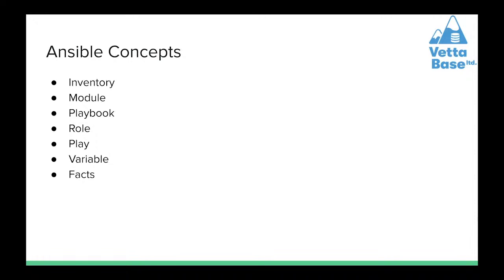Facts are information that Ansible retrieves from target hosts, and they are important because they allow Ansible to find out which parts of the code should be executed, which should not, because they were executed already. And often they also allow Ansible to find out how certain things should be done.